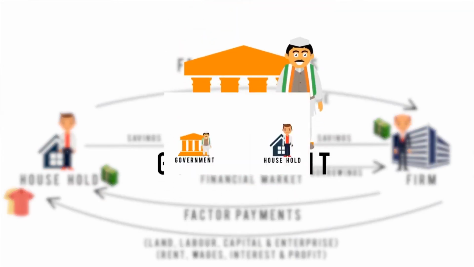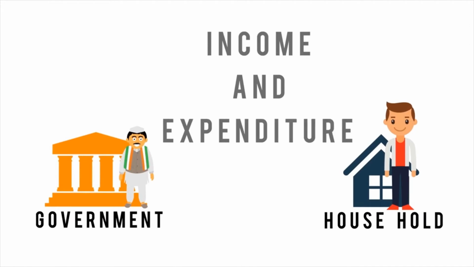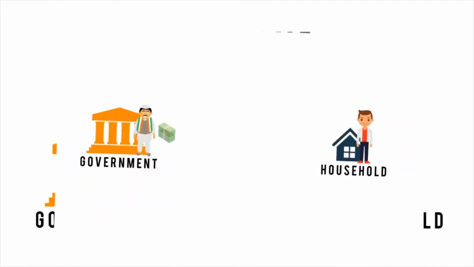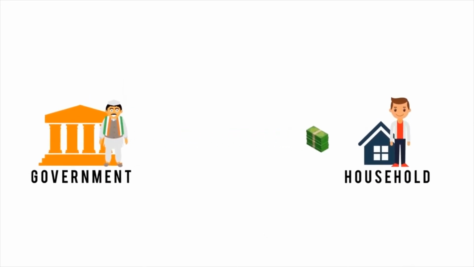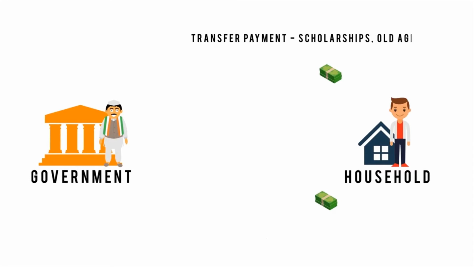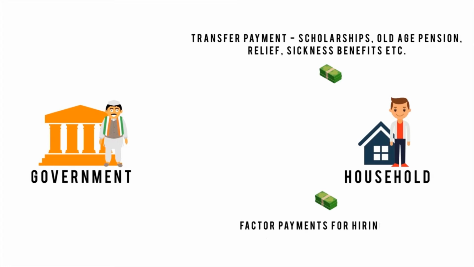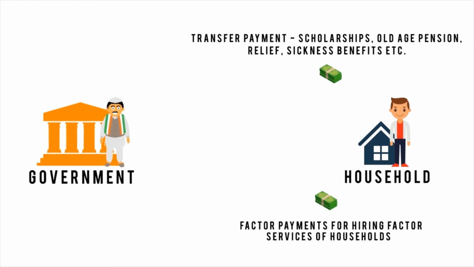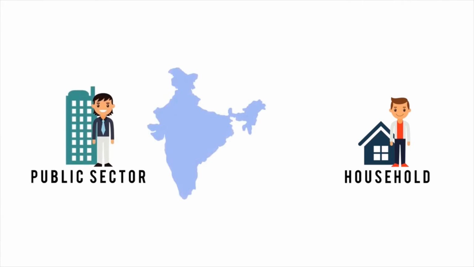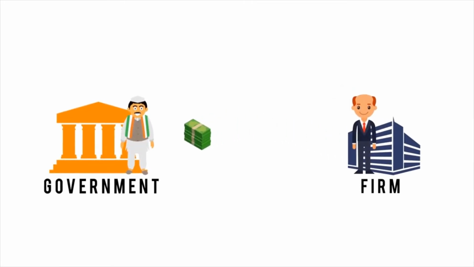Let's understand the flow of income and expenditure between the household sector and the government. Money flows from government to households in the form of A. Transfer payments like scholarship, old age pension, relief, sickness benefit, etc. B. Factor payments for hiring factor services of households, wherein the government undertakes the role of producer, to produce goods and services in the economy. Money flow between firm and government.